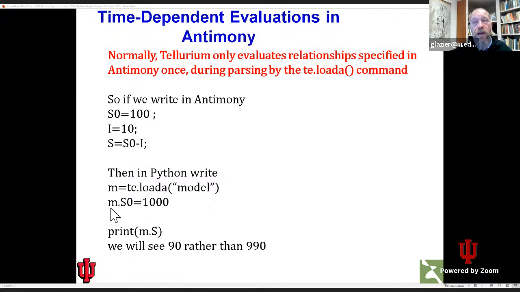And now we change the value of M.S0 equals 1,000. We might expect, since we wrote I equals 10, S equals S0 minus I, that S would now be equal to 990. It isn't, it's 90. Because this change of S0 was done after the model was loaded, and these algebraic relationships are not repeated. And we've run into that, I think, before.